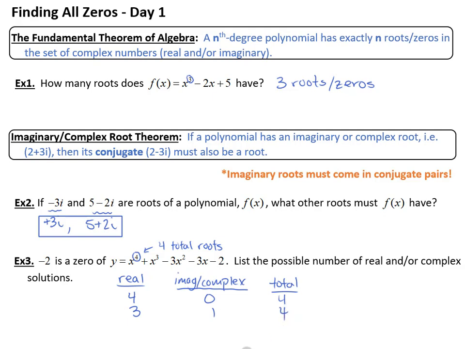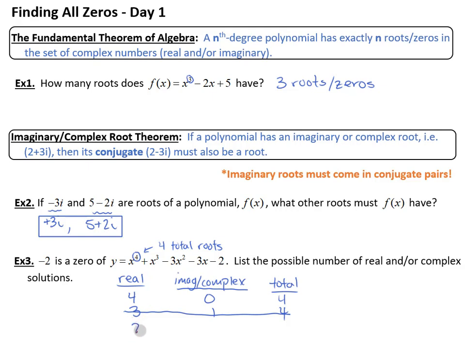In this case, no. The reason being, remember, if we come back to this, the imaginary root theorem says if we do have imaginary or complex roots, they only come in pairs. So it is not possible to have 1 imaginary root. So this is not possible. Cannot have an odd number of imaginary or complex roots. They only come in pairs.